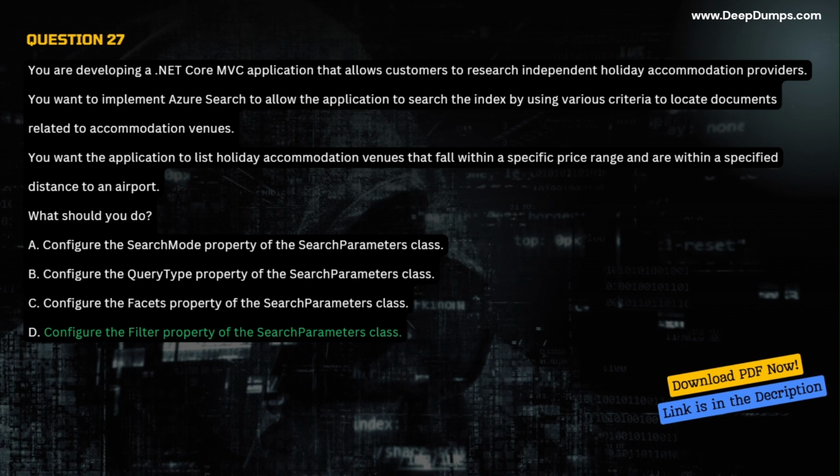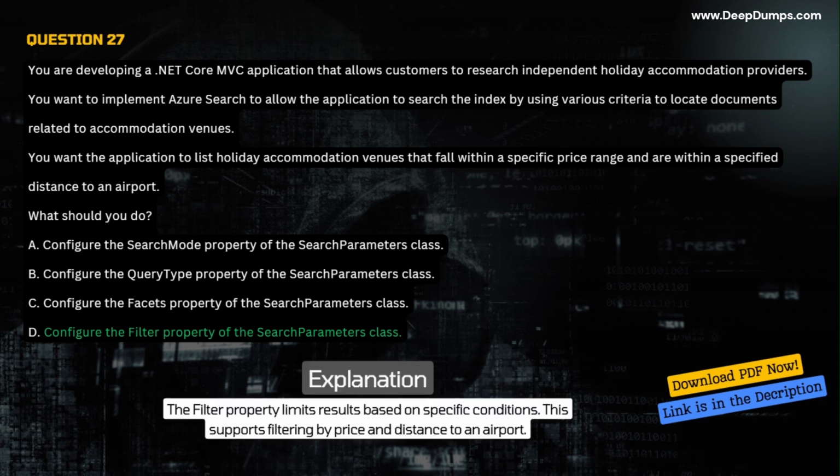Correct answer D. Configure the filter property of the search parameters class. Explanation. The filter property limits results based on specific conditions. This supports filtering by price and distance to an airport.